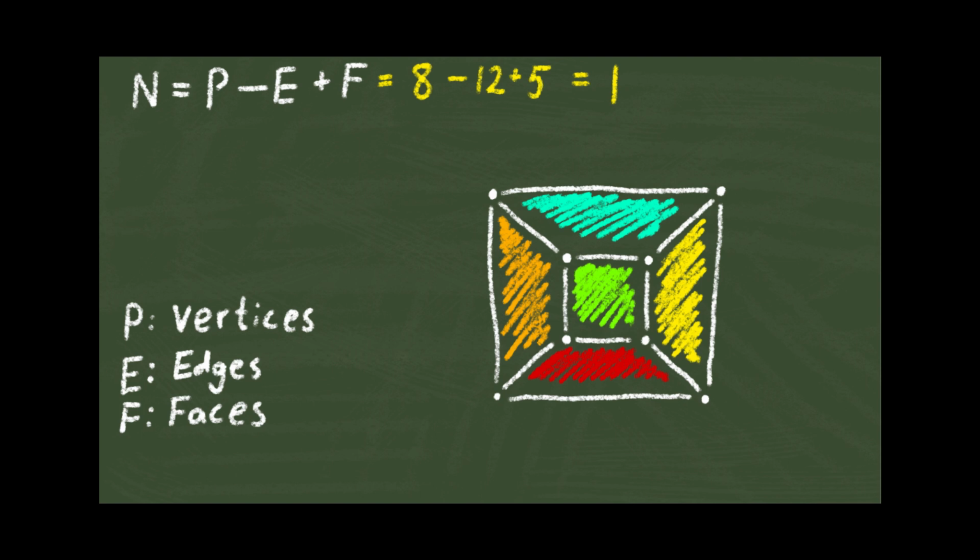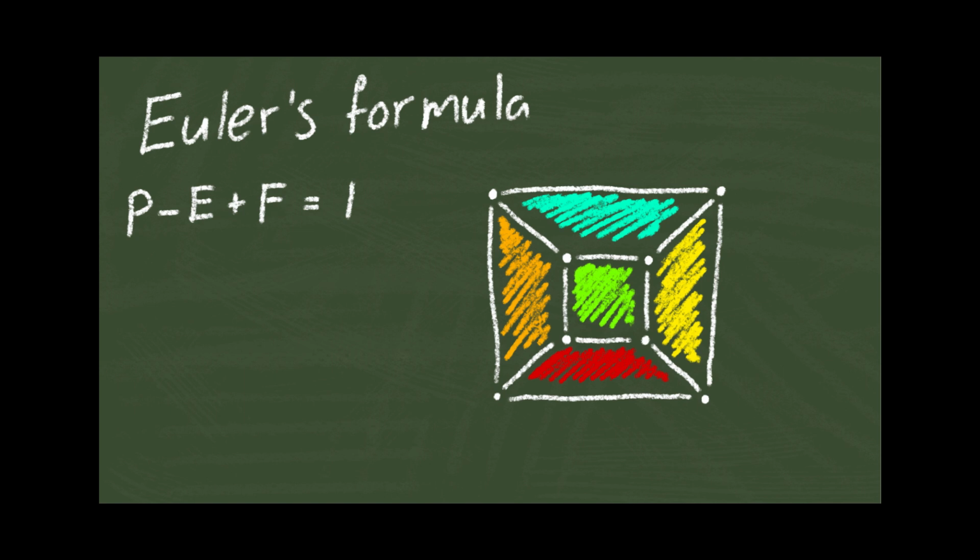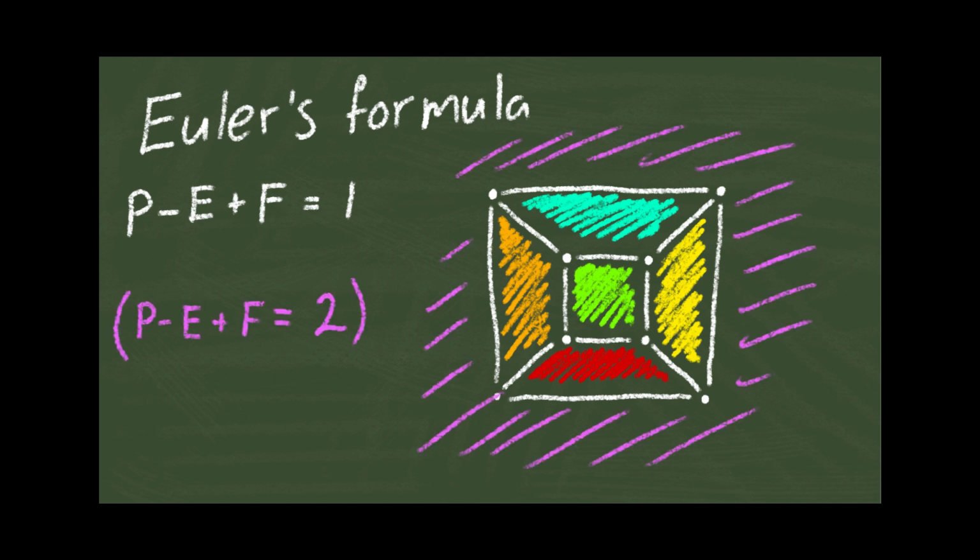This is the so-called Euler's formula, or Euler characteristic for planar graphs. Or at least it is a variant of it, since by convention, the surrounding area is considered an extra face, yielding a constant n equal to 2 instead. But the gist of it is the same.